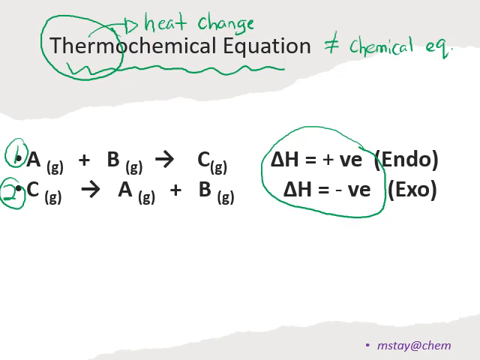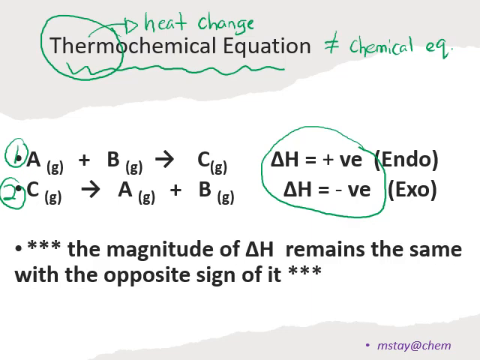thermochemical equation. Now, looking at equation 1, A plus B produces C, and then C produces A plus B. So you can see that these two are reverse reactions. The first reaction needs to absorb energy, and the other way around means it will release energy. The magnitude of delta H will remain the same, only with a different sign.